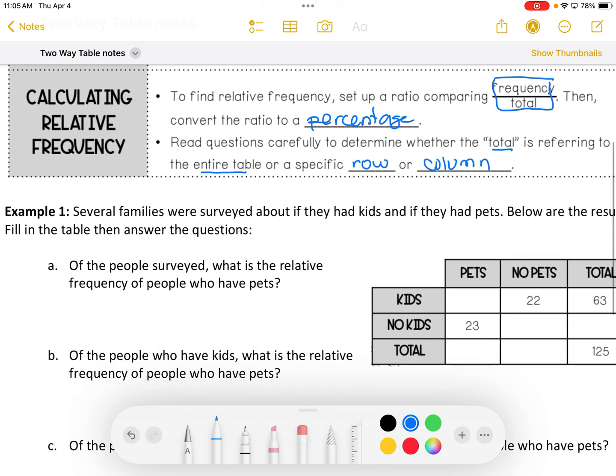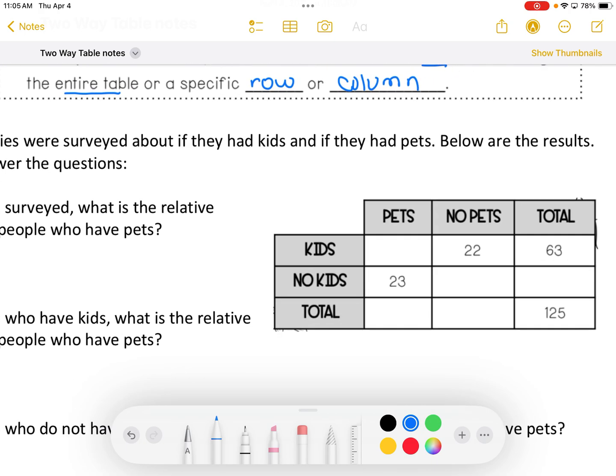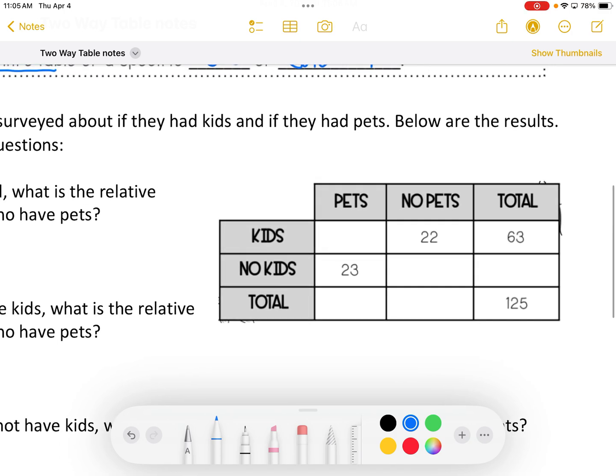Okay, so several families were surveyed about if they had kids and if they had pets. Below are the results. Fill in the table, then answer the question. So the first thing that we're going to do is fill in the table using the given information we have. So for example, for kids and pets, we would subtract 63 minus 22, which would give us 41. Then, for example, for total pets, we could add 41 and 23, which would give us 64.